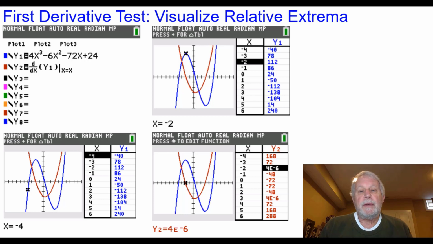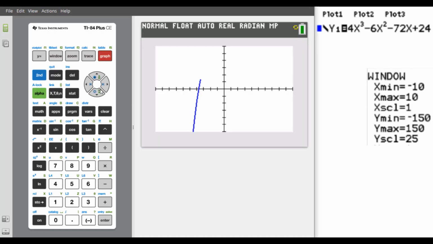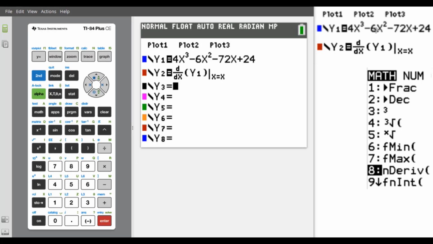The first derivative test, visualizing relative extrema with TI-84CE. We will begin by graphing this function using this window in blue. We will then graph the derivative of the function in y1 with respect to x at all values of x. I love this feature using this command here.